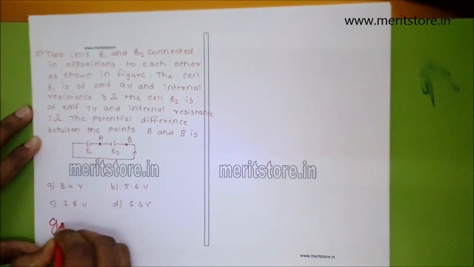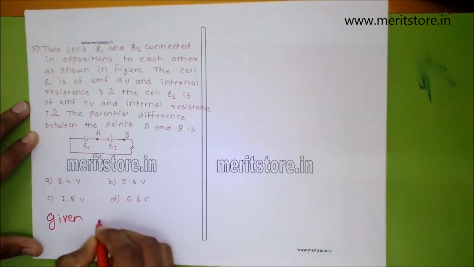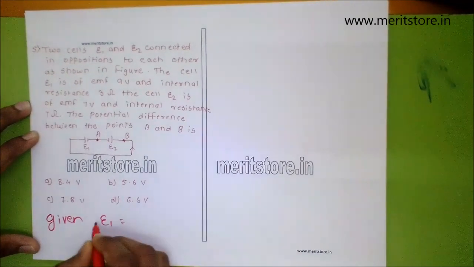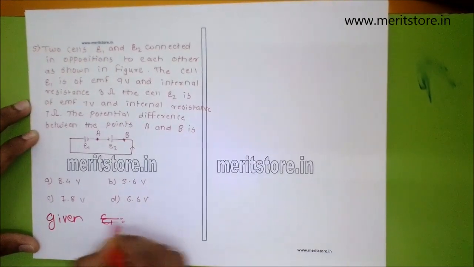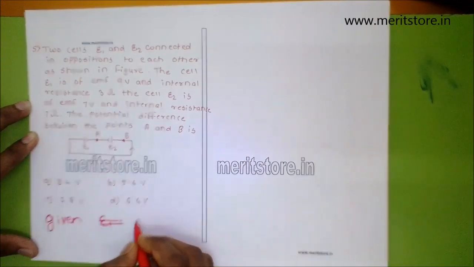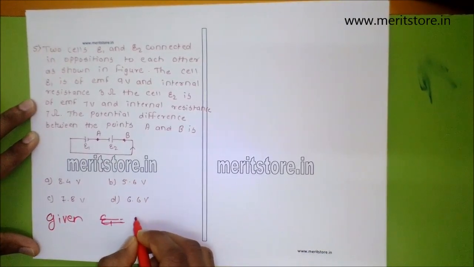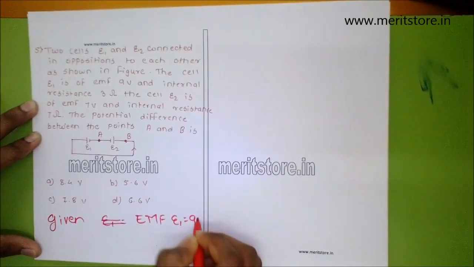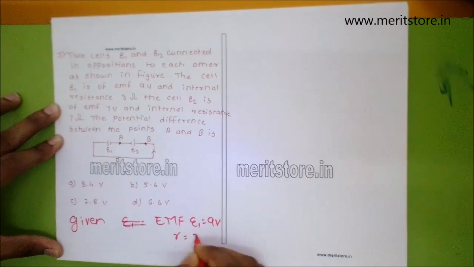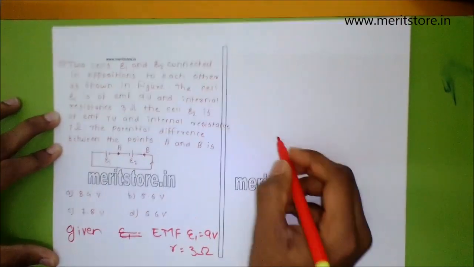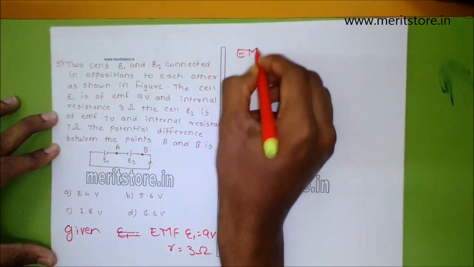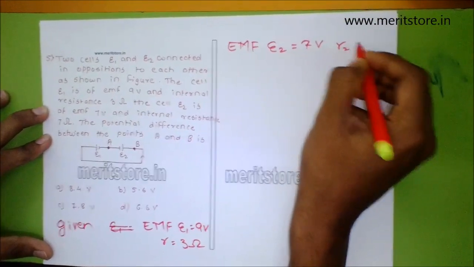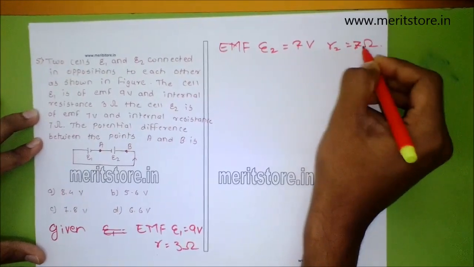What is the given data? To find the potential difference across epsilon 1, the given data is that the EMF of epsilon 1 is 9 volts and the internal resistance is 3 ohms, whereas the EMF of epsilon 2 is 7 volts and the internal resistance is also 7 ohms.